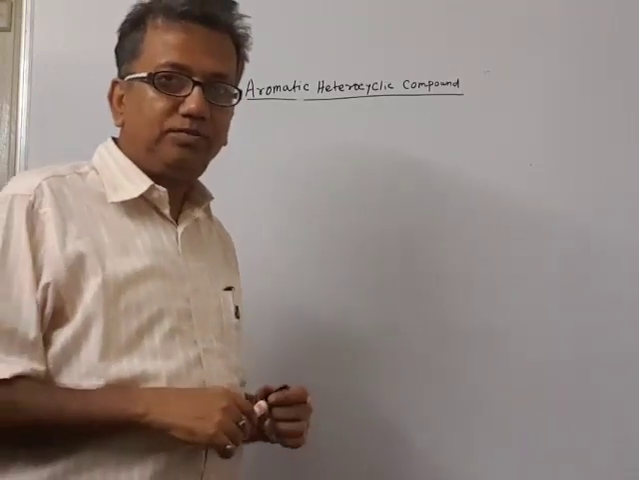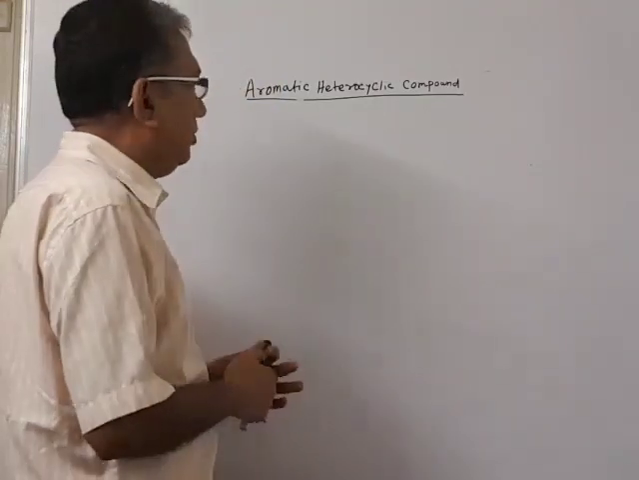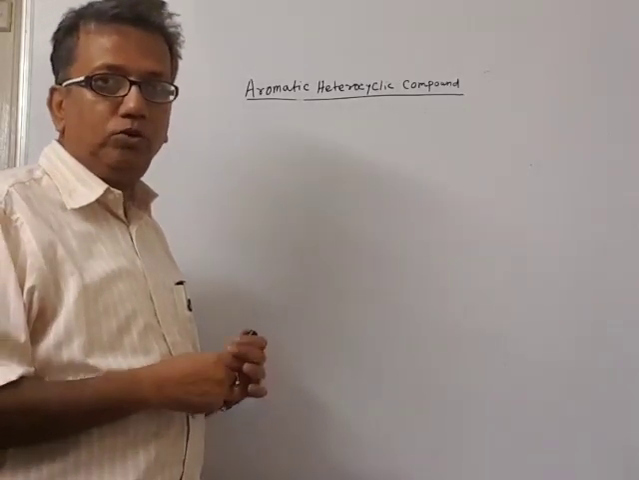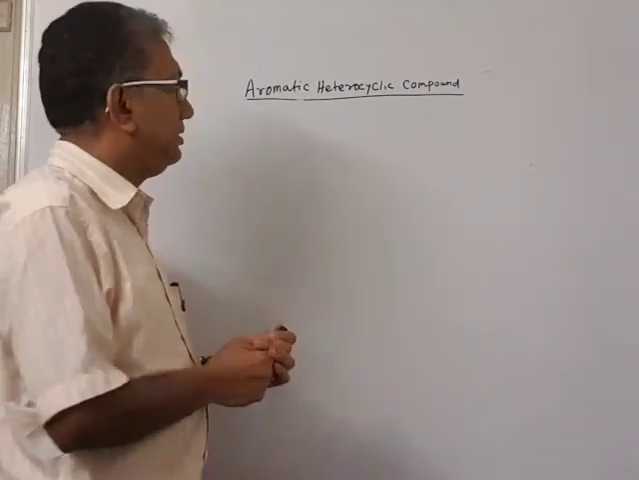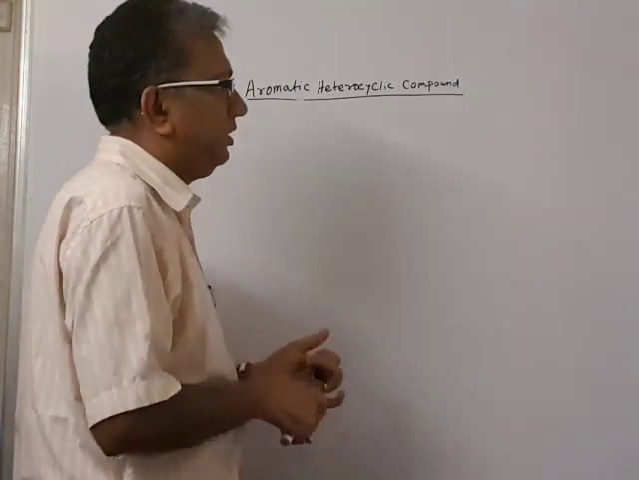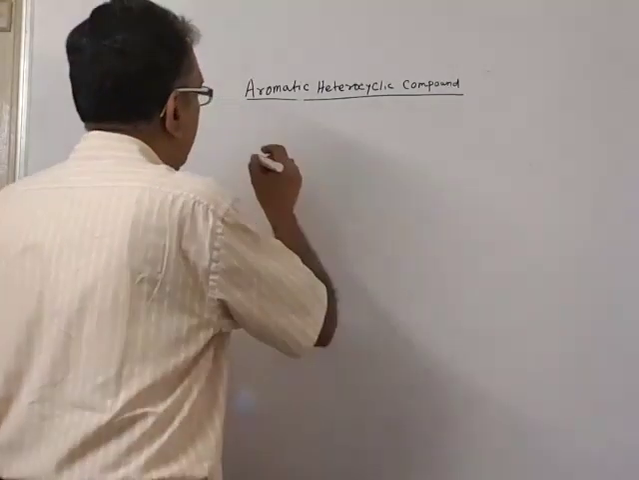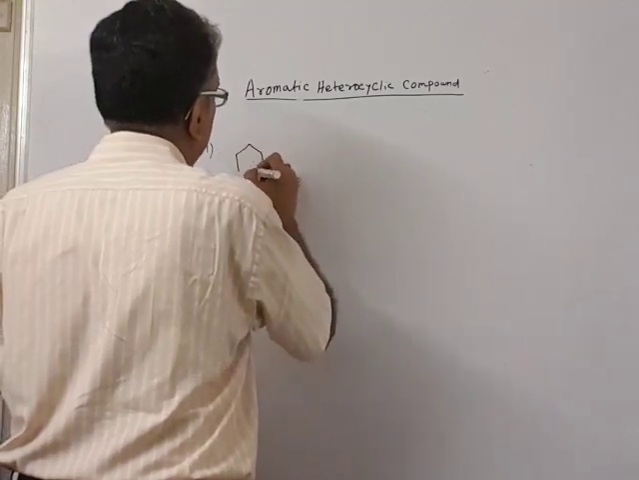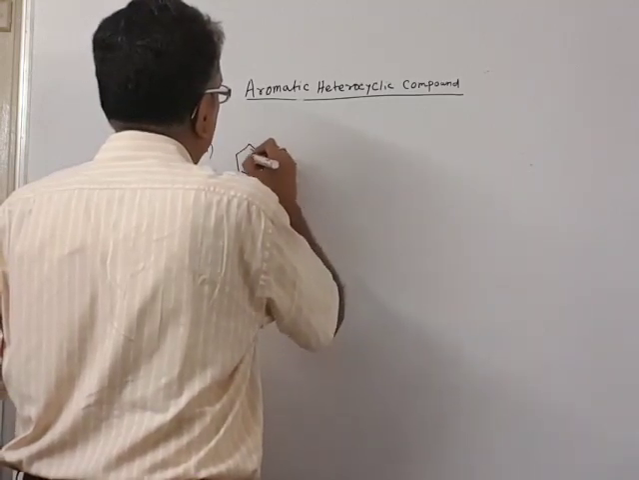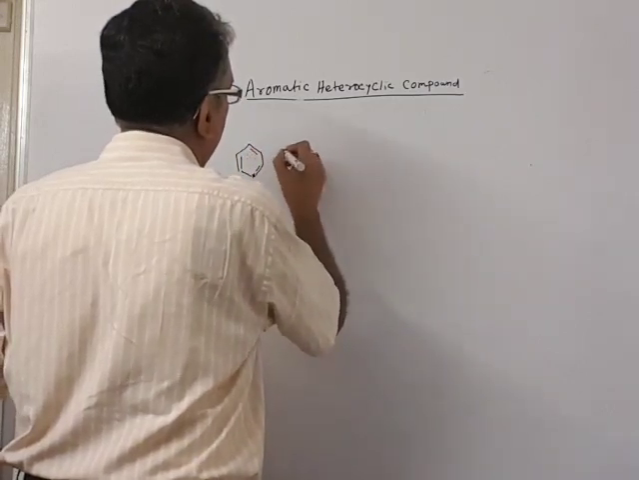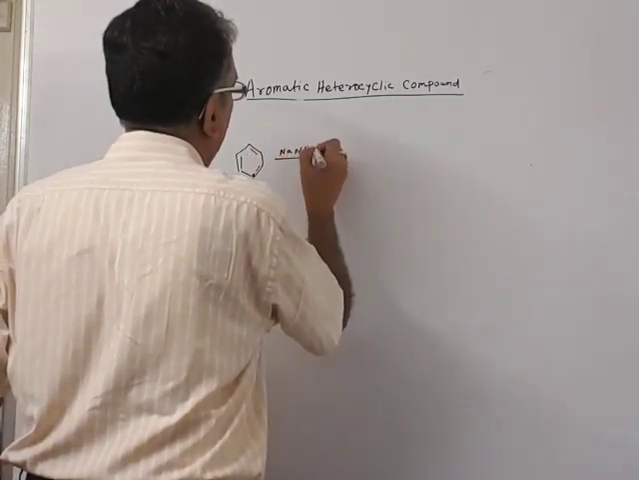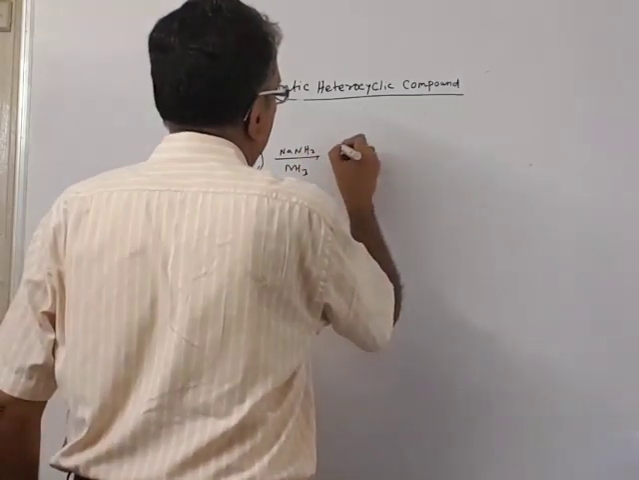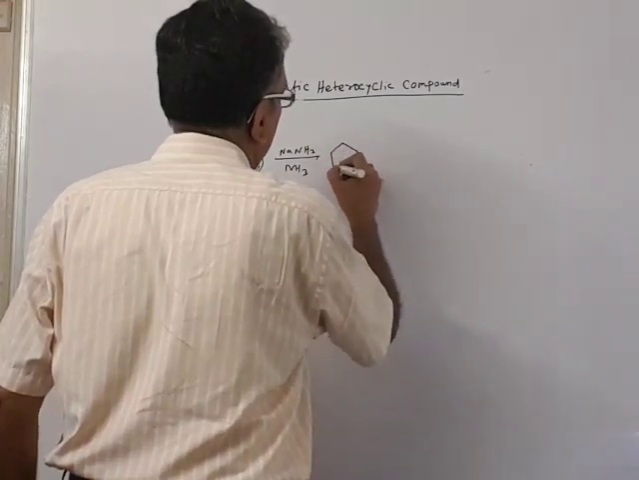Now, nucleophilic substitution of pyridine. We have already said that electrophilic substitution is more favorable compared to nucleophilic substitution. Still, some nucleophilic substitution reactions are observed in pyridine, of which number one is when pyridine is treated with sodium amide, NaNH2, in presence of ammonia, we are getting 2-amino pyridine.